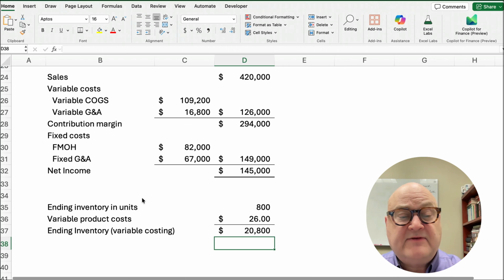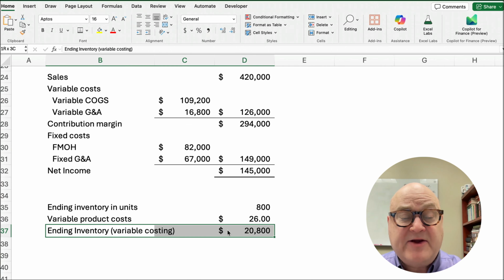Now, the next problem we have is going to be absorption costing, the same information. What's going to happen is our ending inventory is going to be higher because it's going to be more than just the variable product cost. We're going to add in the fixed overhead. So our ending inventory will be higher under absorption costing.